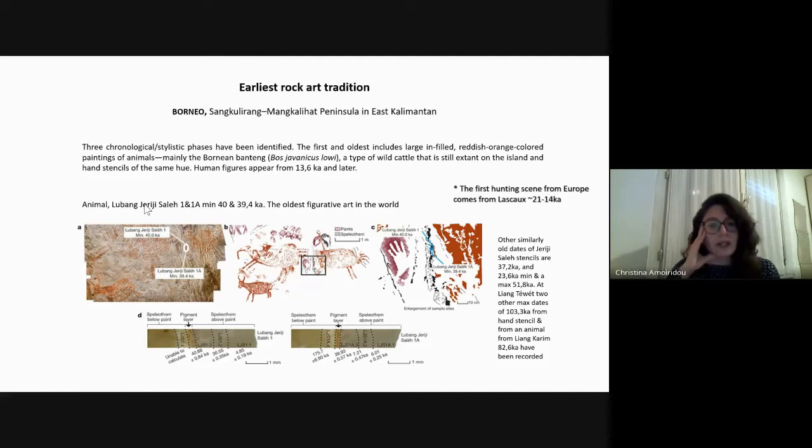For example, the first site we will see is from Borneo, the Sangkulirang-Mangkalihat Peninsula in Eastern Kalimantan, where three chronological stylistic phases have been identified. The first and oldest includes large infilled reddish-orange colored paintings of animals, mainly the Bornean banteng, Bos javanicus lowi, which is a type of wild cattle that is still extant on the island, and hand stencils of the same hue. They are of a red color, as we've seen, reddish-orange.